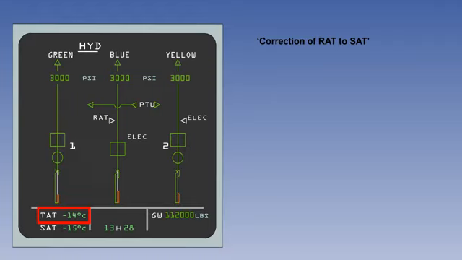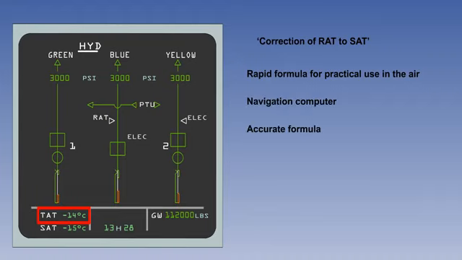The indicated temperature can be converted to static air temperature by the following methods. The rapid formula for practical use in the air, the navigation computer, the accurate formula which you will need for exams, data tables, and the air data computer.